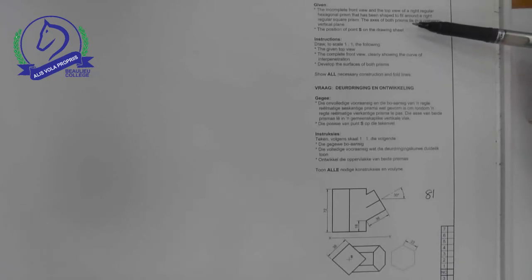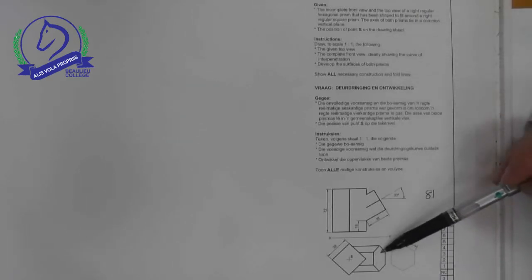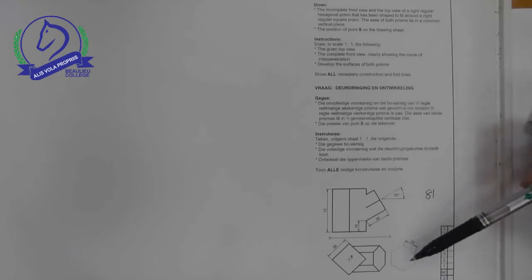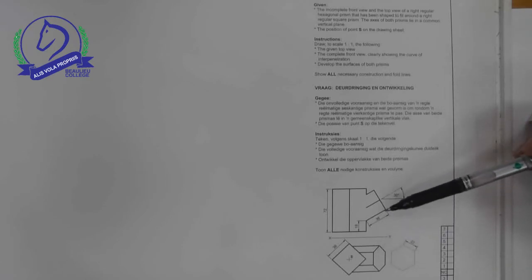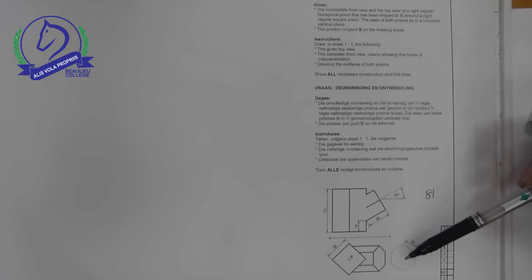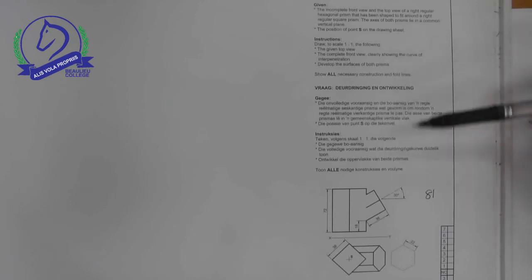So what they want you to do is start at point S, and draw the given top view. You'll need to get the auxiliary view. Now it might not be necessary to get the auxiliary view because you could work those out, but you'll definitely need to get the height here by drawing the hexagon. The complete front view showing the curve of interpenetration and develop both surfaces. So let's start with the top view.